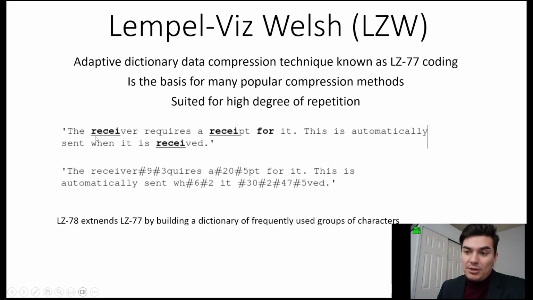And here's an example here. We have the word receiver, and since RECEI shows up many times, it's using this compression technique throughout to shorten the message. LZ-78 extends LZ-77 by building a dictionary of frequently used groups of characters.